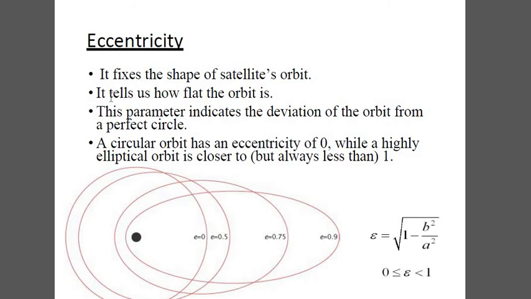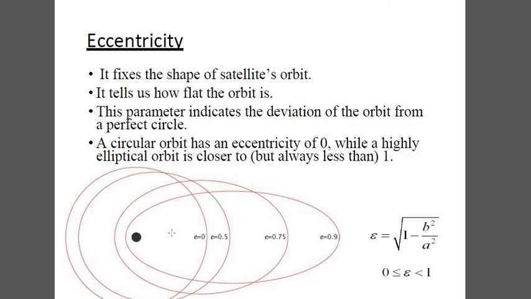So what is meant by eccentricity? It fixes the shape of the satellite's orbit. It tells how flat the orbit will be. If the eccentricity is 0, it will be circular. If it is 0.5, it is semi-elliptical. 0.75 approximately to that one. If it is 0.9, then it is completely elliptical. So eccentricity fixes the shape of the satellite's orbit, it gives the shape of that particular orbit, and it tells how flat the orbit is.